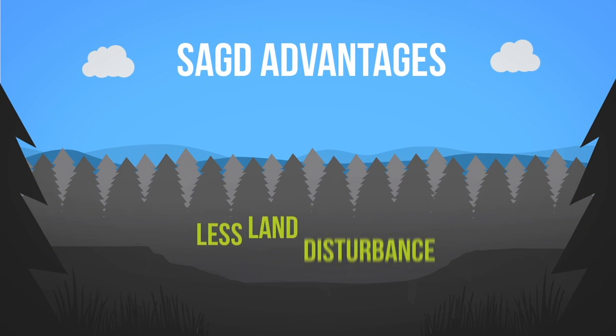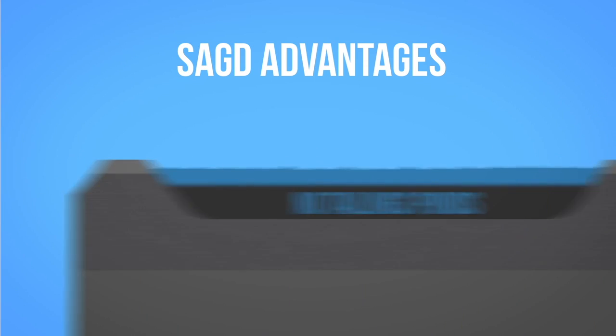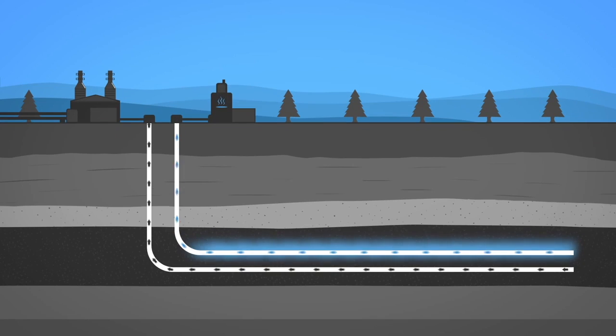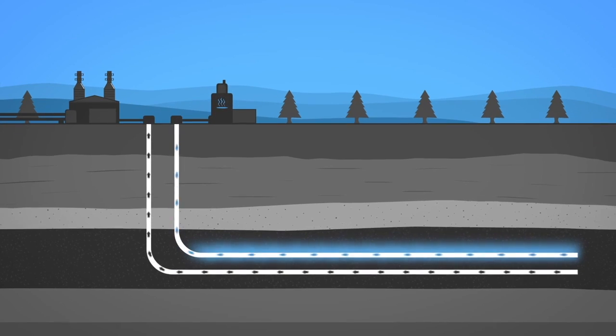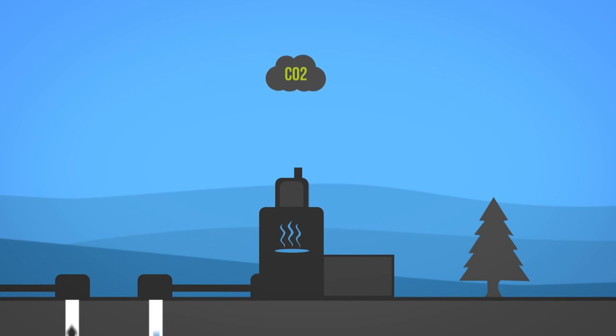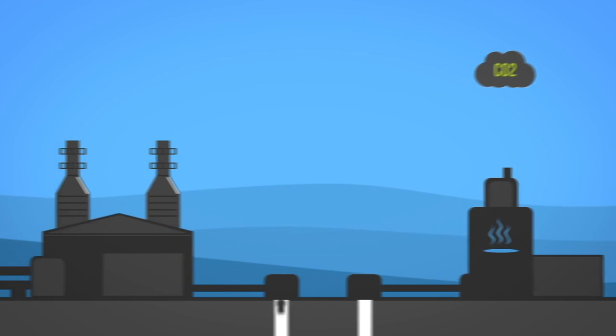SAGD production has less land disturbance and does not result in the creation of tailings ponds. However, SAGD requires large amounts of thermal energy to produce steam. Currently, the vast majority of this energy is provided by natural gas, making greenhouse gas emissions a key concern for the process. In addition, water use is another important concern.